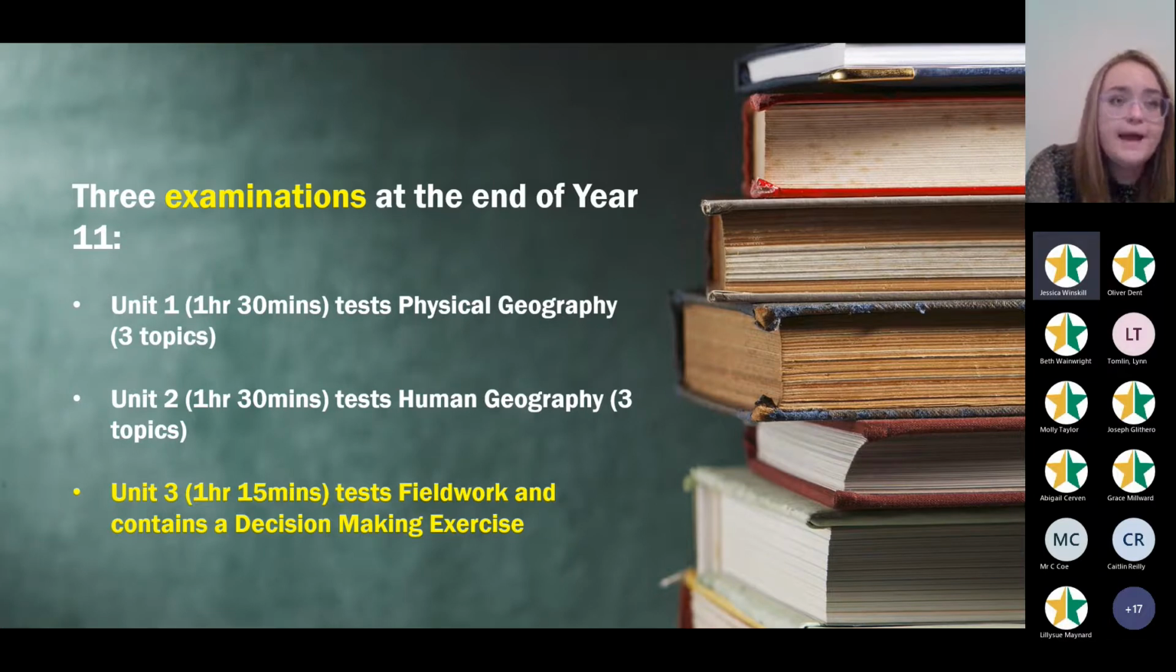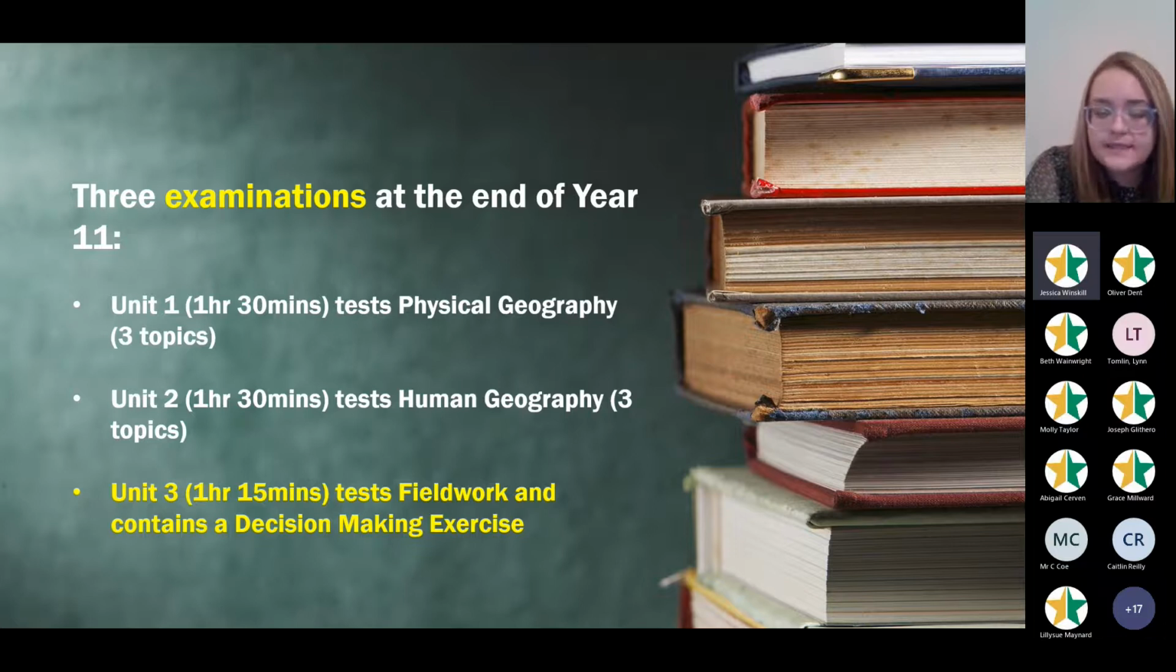Some of those in the past have had a focus on tropical rainforests, where they received lots of information about the opportunities, the pros and cons of building a road network through the Amazon jungle. And then the question was, should that road be built? So the decision-making exercise is quite self-explanatory, really, from that information.